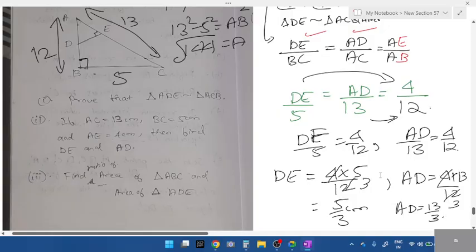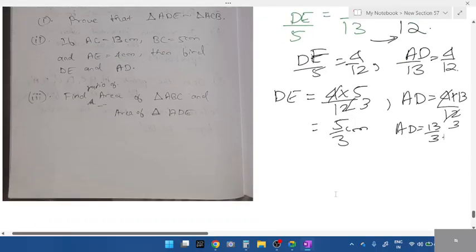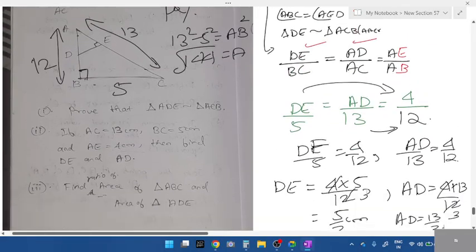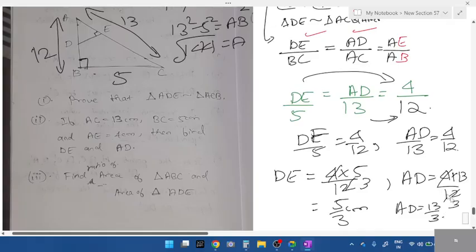Compare it. AD, we got the answer. AD and DE. Is this clear? All of you understood, whoever had done it? So for similarity using the basic proportionality theorem, write the answers. If it is wrong, just check once, students. Cross check.